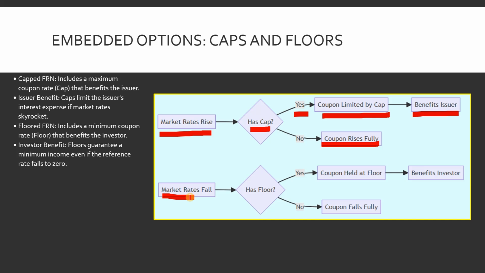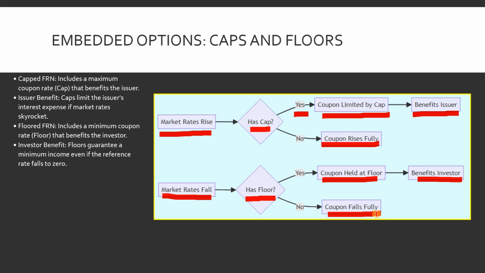Now another scenario where market rates fall and assume it has a floor. If yes, it has a floor, then the coupon is held at the floor. So your coupon cannot go below a certain limit, which benefits the investor. And if there is no floor, then the coupon can fall fully, which harms the investor.